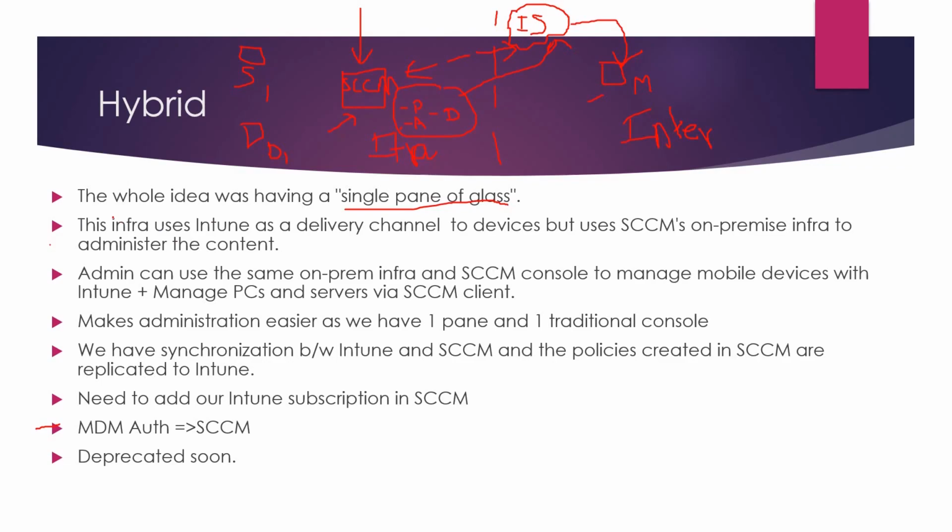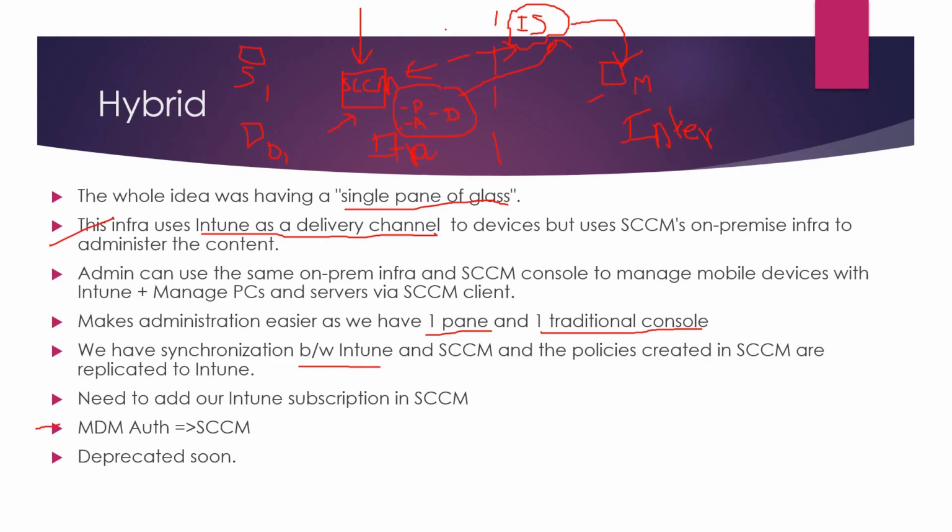So hybrid actually used Intune as a delivery channel to devices, but SCCM's on-prem infra was used to administer the content. Okay, it made the administration obviously easier because there was one pane and one traditional console which the admin had already always been using, and there was a synchronization that happened between Intune and SCCM, and the policies created in SCCM were replicated to Intune seamlessly.